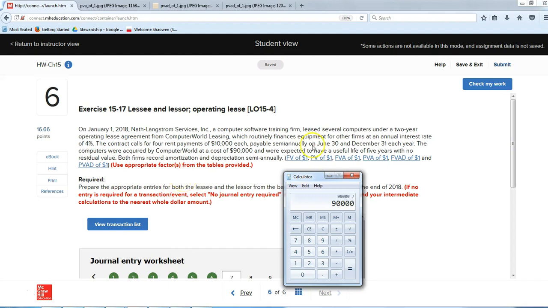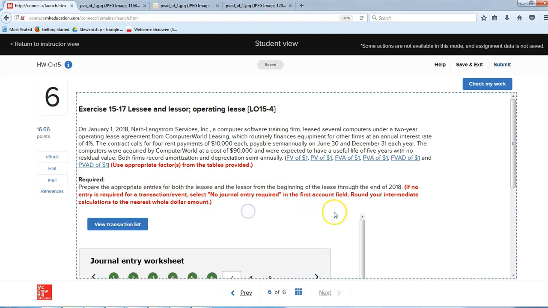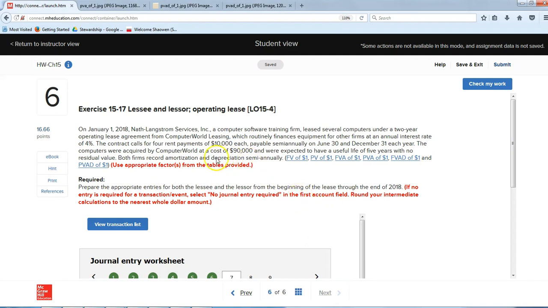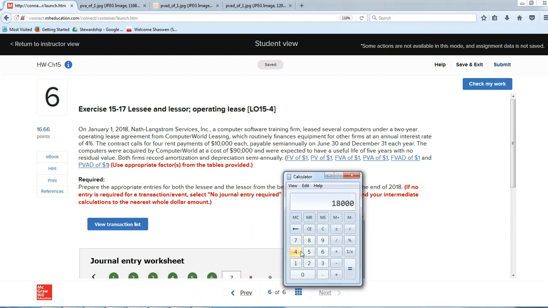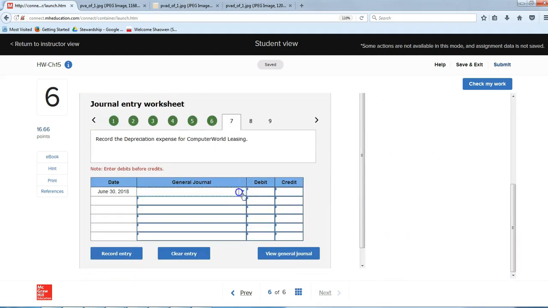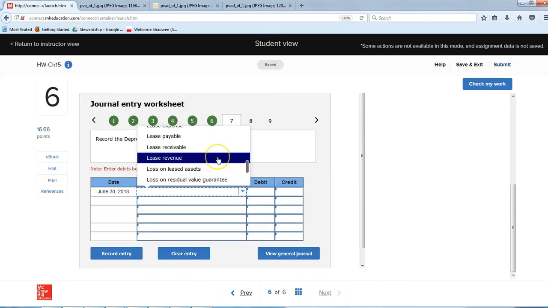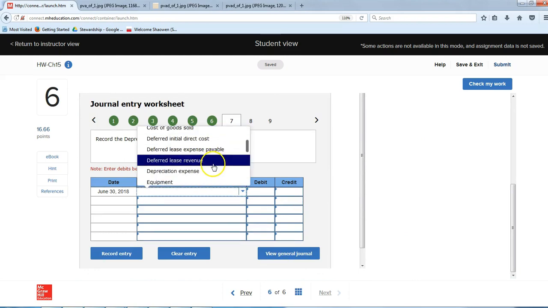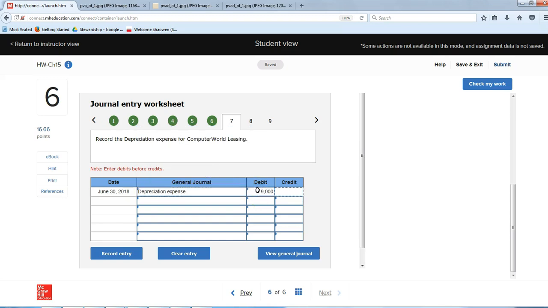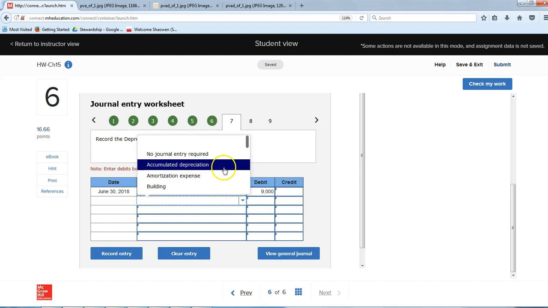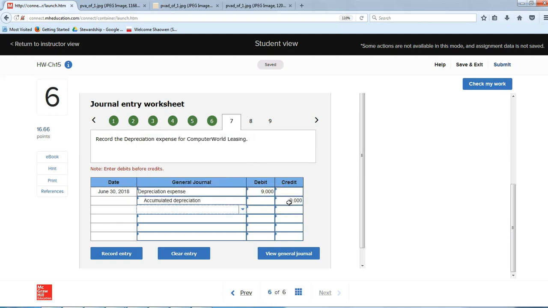So each year divided by useful life, 5 years. Each year they will depreciate this asset by $18,000. But the depreciation is recorded every 6 months. So divided by 2, I know the 6 months of depreciation is $9,000. So we have depreciation expense, $9,000, and accumulated depreciation, $9,000.